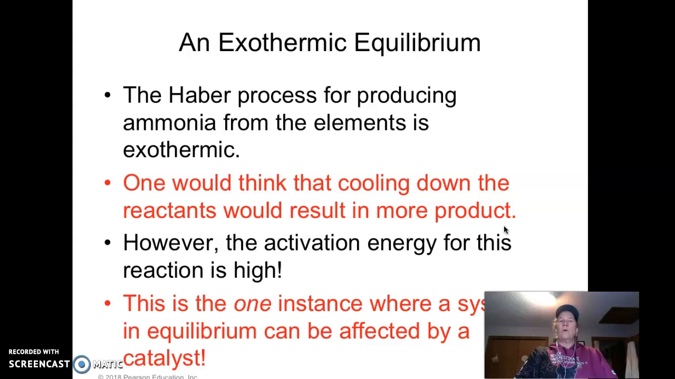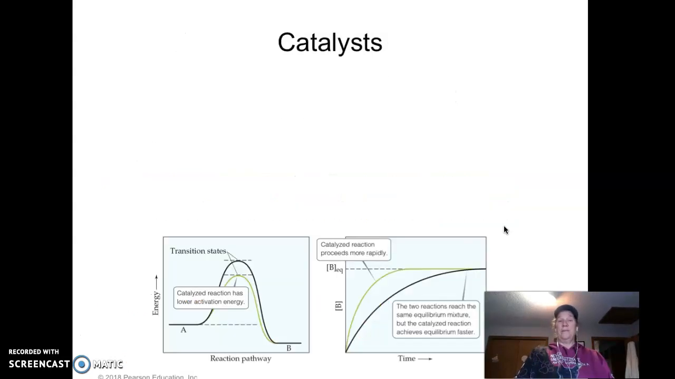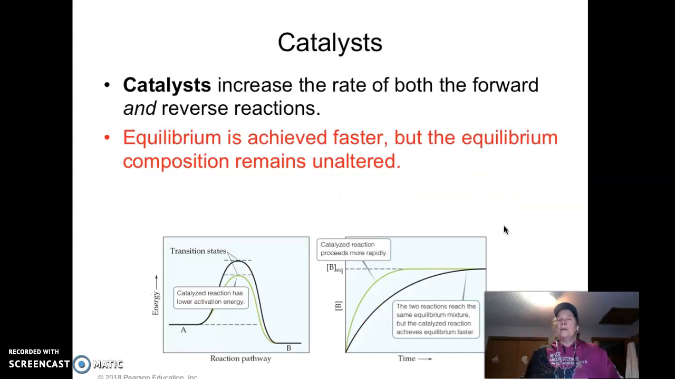Okay? So there are some cases where a system in equilibrium can be affected by a catalyst. And again, a catalyst, remember, helps lower activation energy. So if you're messing with the temperature and you get to the point where it's not happening because of activation energy, you can add a catalyst, and that will be a stress and change equilibrium. Okay? So catalysts, remember, increase the rate of both forward and reverse reactions without changing themselves.